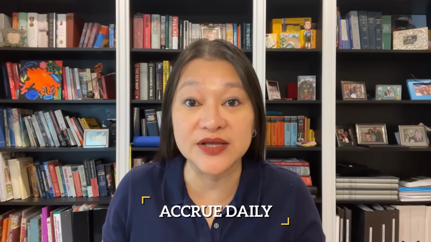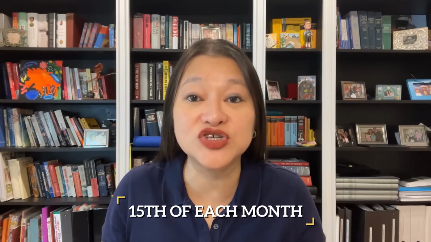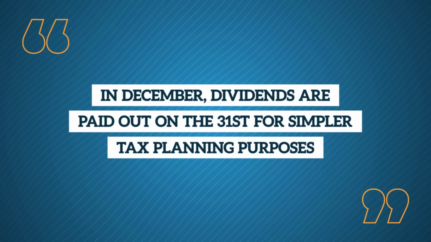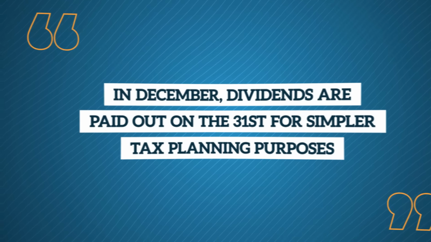The nice Schwab representative we spoke to also told us that while dividends on these money market funds accrue daily, those dividends are only paid out on the 15th of each month. If the 15th falls on a non-business day, then those dividends are paid out on the next business day following the 15th of that month, with December being the only exception. In December, dividends are paid out on the 31st for simpler tax planning purposes.